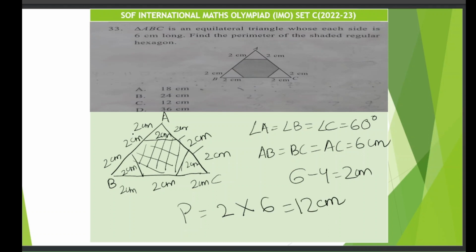This is a very simple question. So answer is option C. If you see, it's 12 centimeter. So question 33, option C is the answer, and perimeter of the regular hexagon is 12 centimeter. Just pay attention to the word regular, otherwise you will stay confused. You won't know the length of this side, how to find this length. So we have completed question number 33. Let's move to the next question.